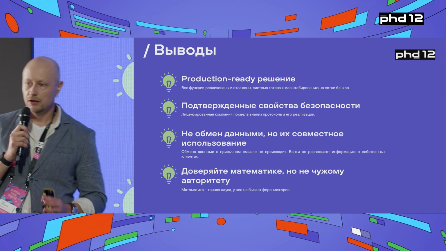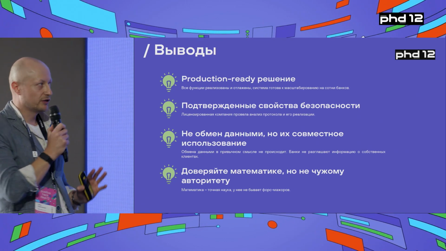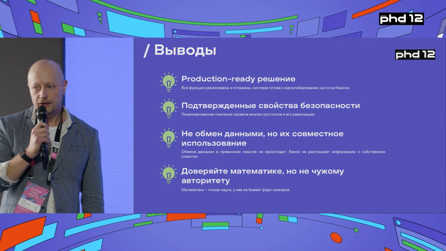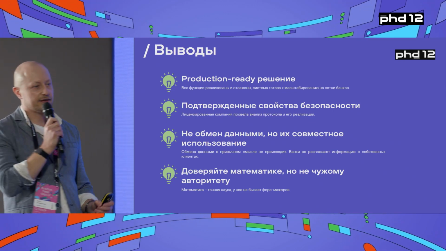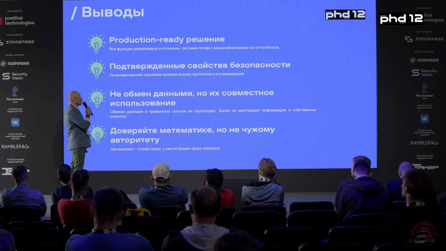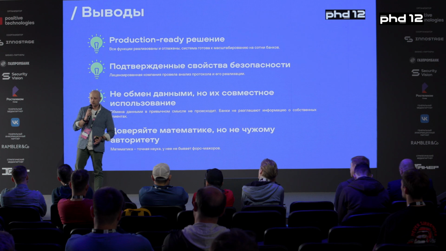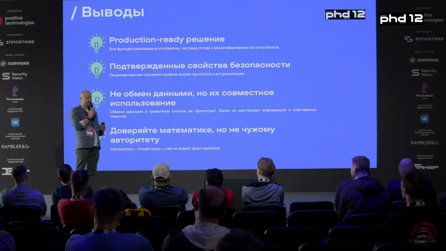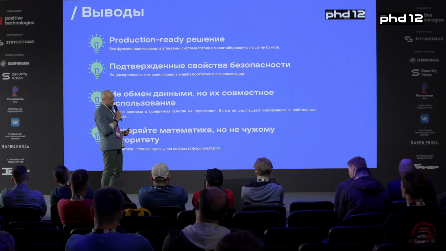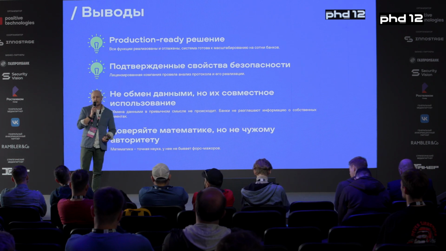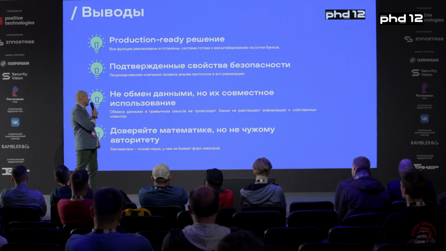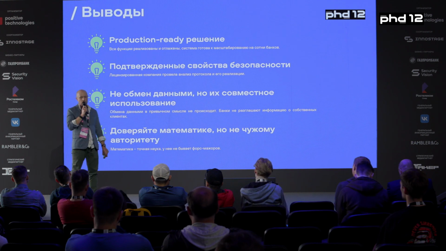Some people who like to simplify call what is happening data exchange. I need to ensure that this is not just data exchange. This is mutual usage of data. There's no exchange of data because no one is sending any data to anyone and not consolidating it anyway. Those are not just words, but mathematical facts. So trust math, but not other people's authority, because mathematics does not have force majeure.